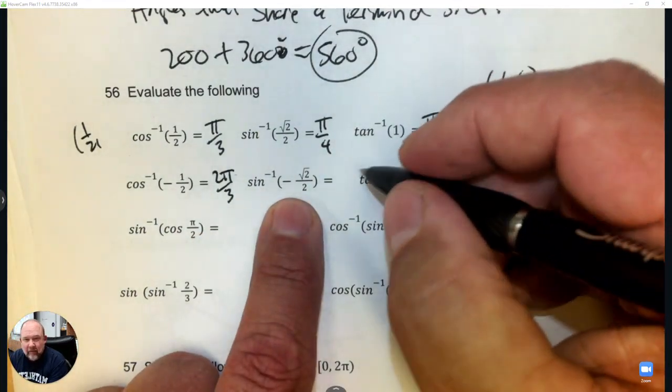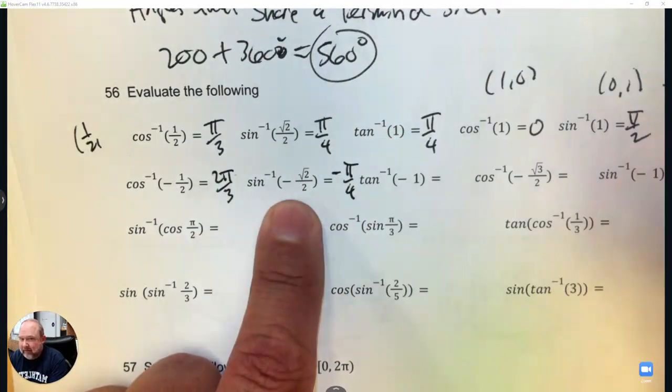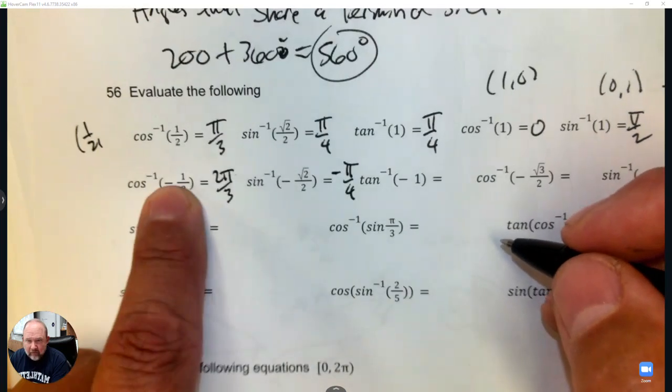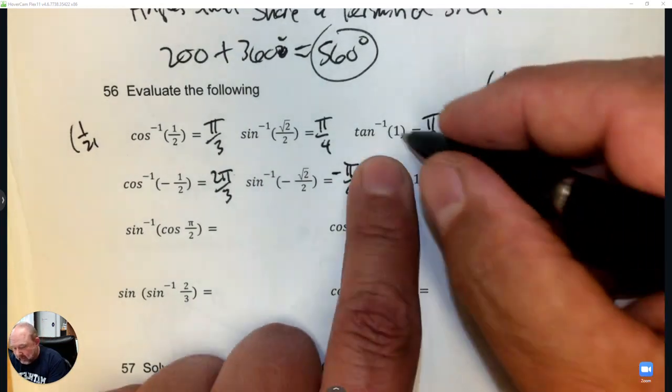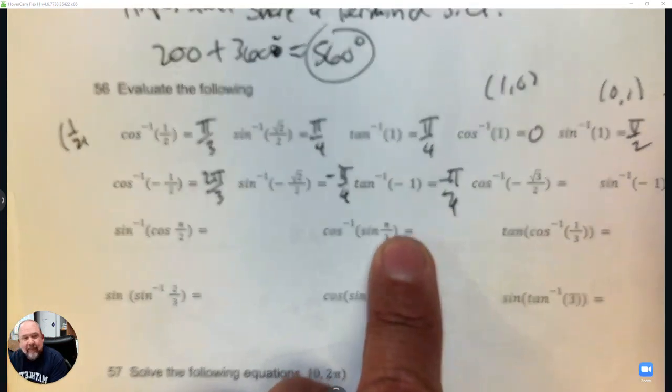For sine, we're going to write it as the negative of whatever that angle is. So this one goes to quadrant number 2. This one is in quadrant 4, but has a negative angle. Same thing here, negative 1, so that it's negative pi over 4.